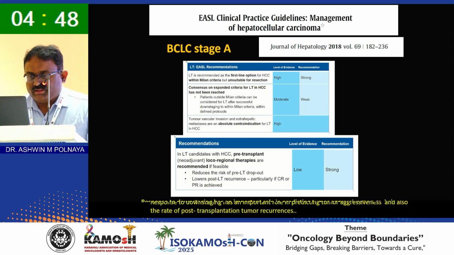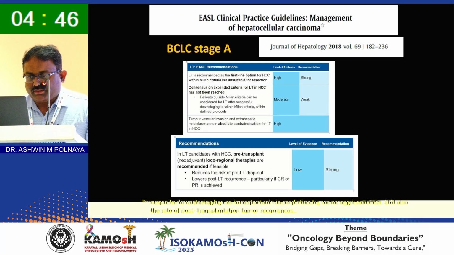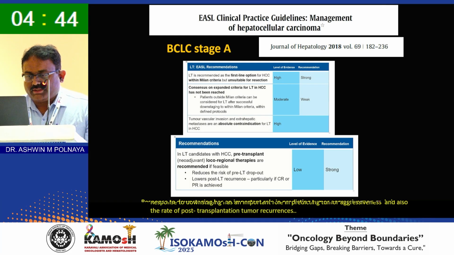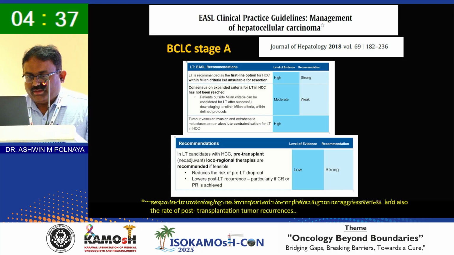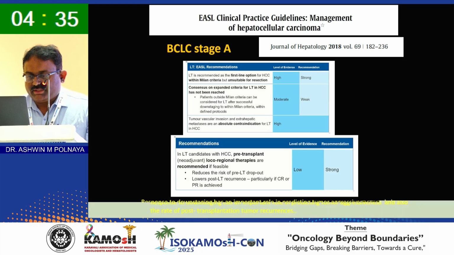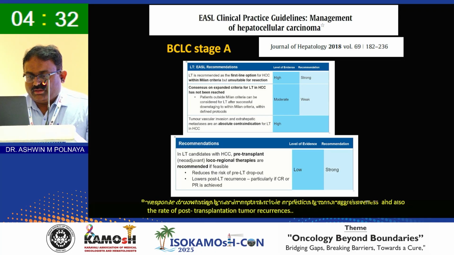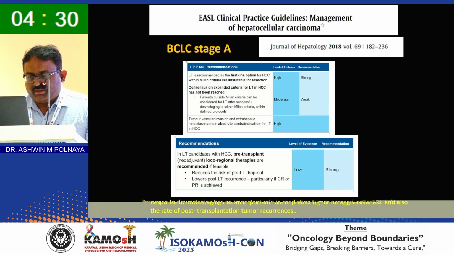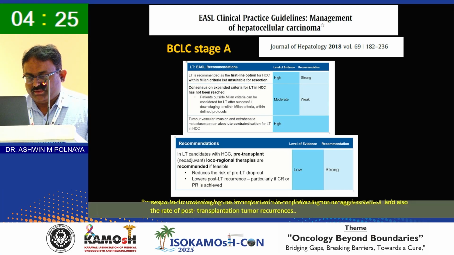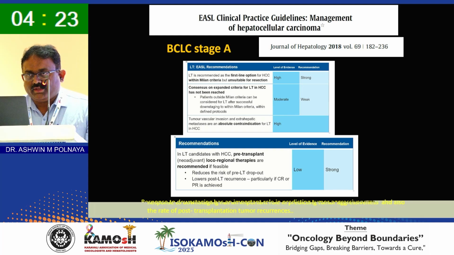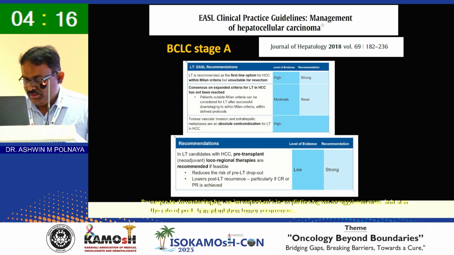Liver transplant, like I said, is the main line treatment. However, patients with vascular invasion or with extrahepatic disease have an absolute contraindication for a liver transplant. Now, in a pre-planned neoadjuvant setting, locoregional therapies are recommended to reduce the risk of pre-liver transplant dropouts as well as lower the liver transplant recurrence, which is particularly true if we see patients who respond very well to liver-directed therapies like TACE or ablative treatments.